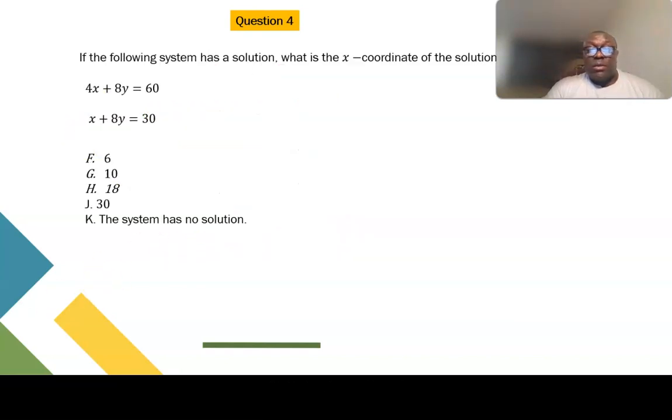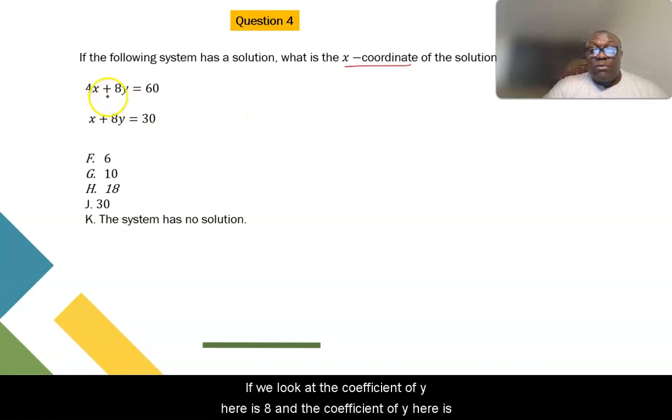Pure awesomeness. Then we go to question number 4. If the following system has a solution, what is the x coordinate of the solution? So since we are being asked the x coordinate, that means we need to solve for x. So we need to eliminate y, get rid of y.